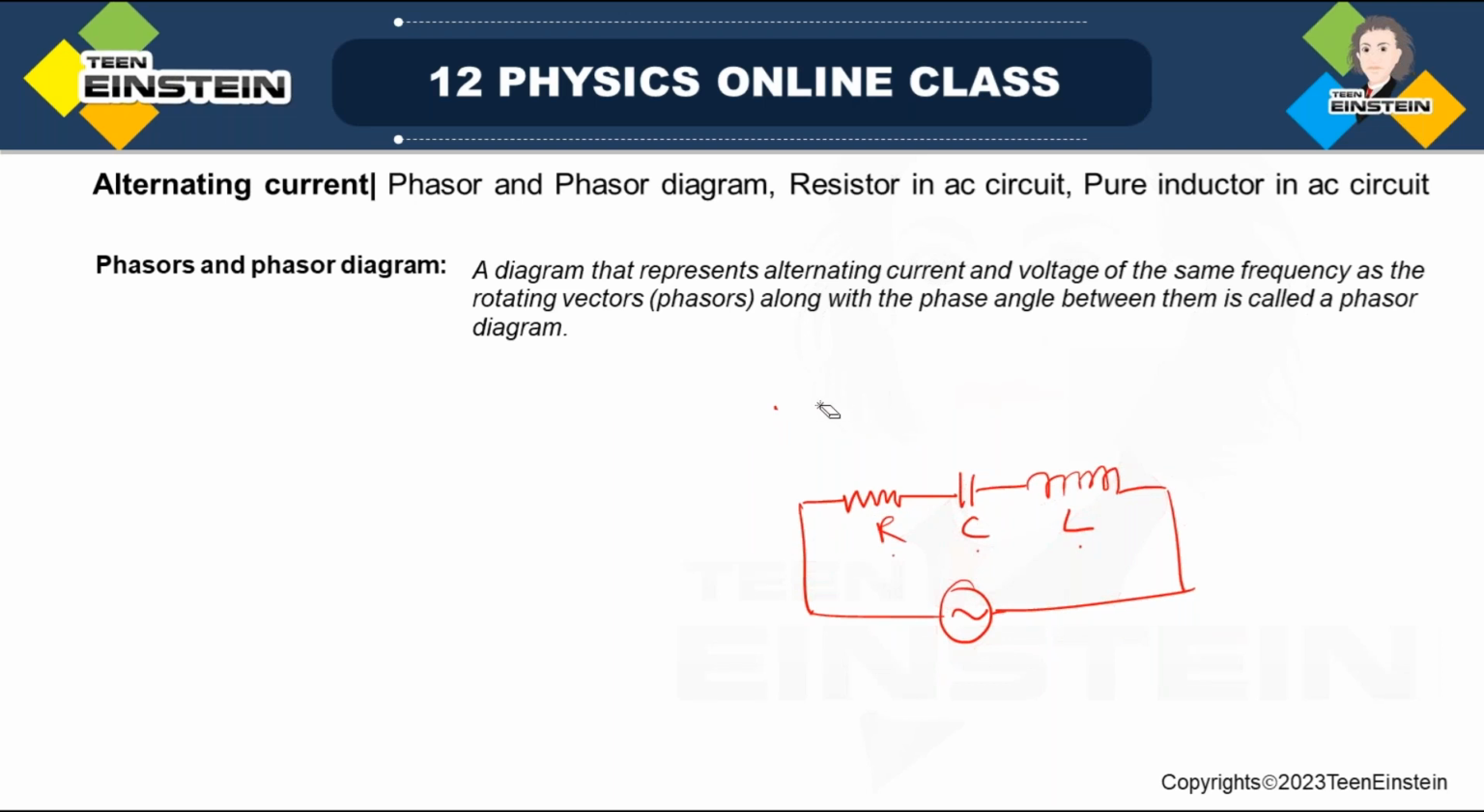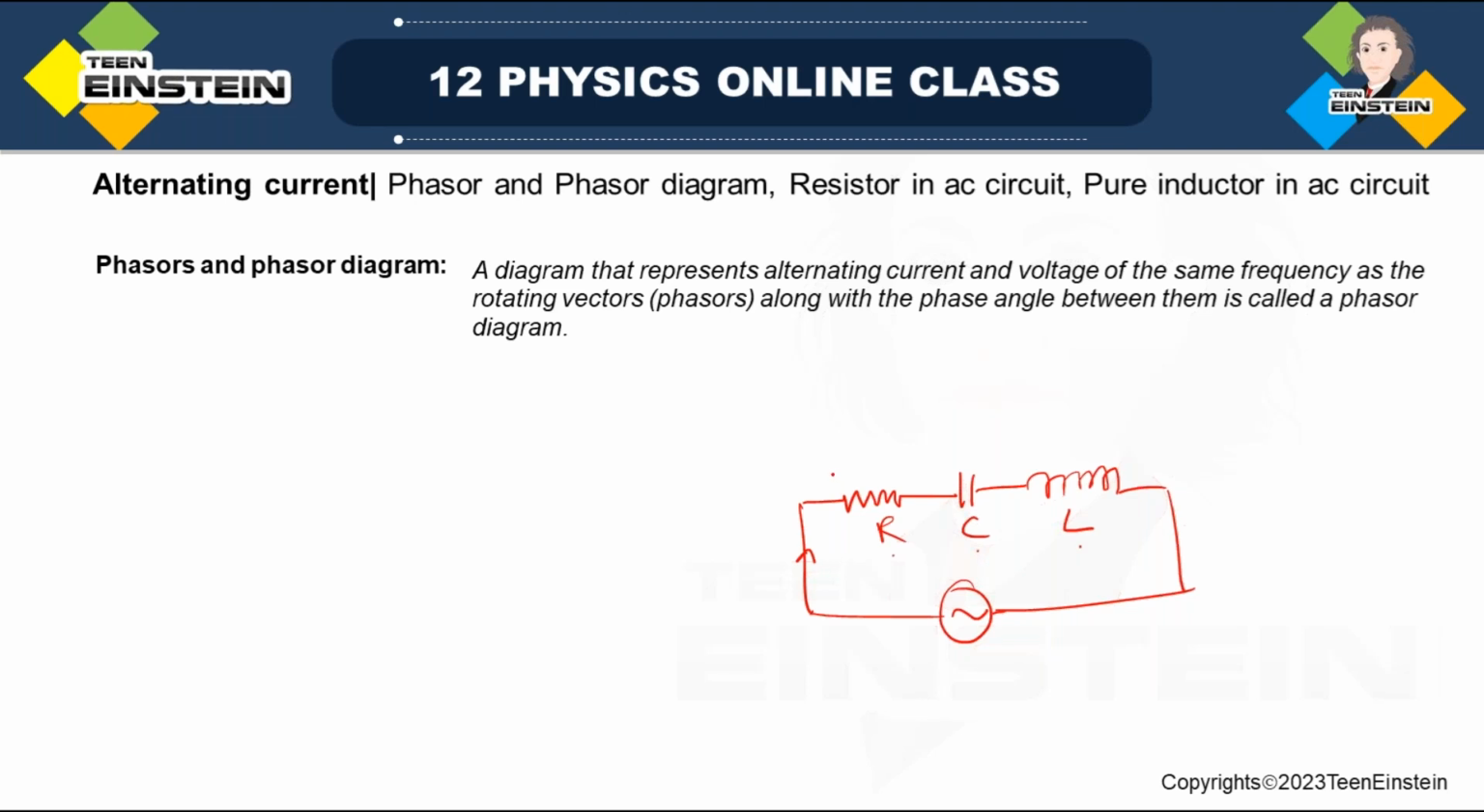So when we have multiple components in AC circuits, how do we find out the current through the circuit? That is one reason. And what is the relation among the voltage and currents in each component? That thing we can easily understand graphically. We can easily understand the current voltage relationship through circuit elements when we have multiple circuit elements in an AC circuit.